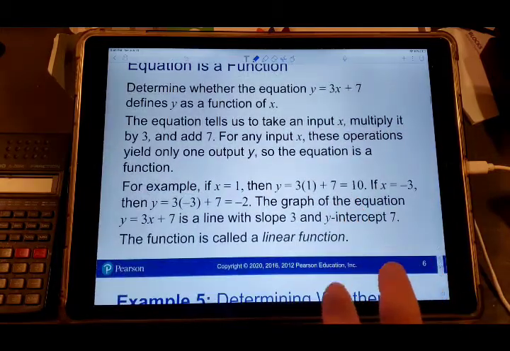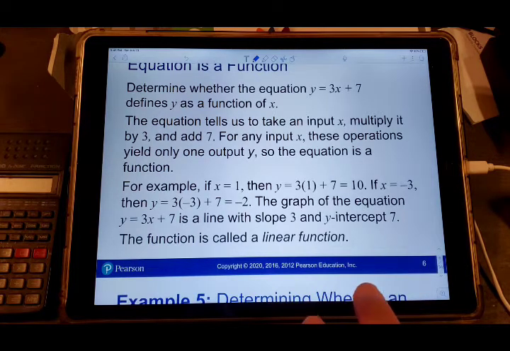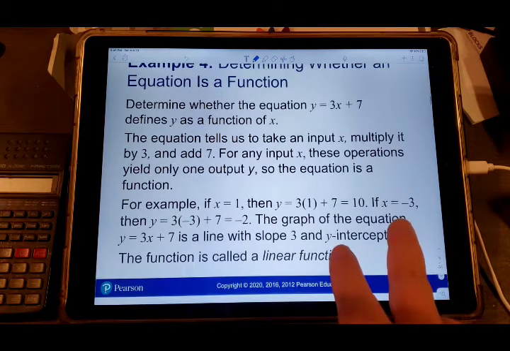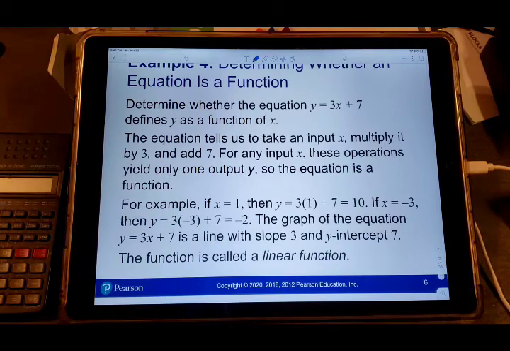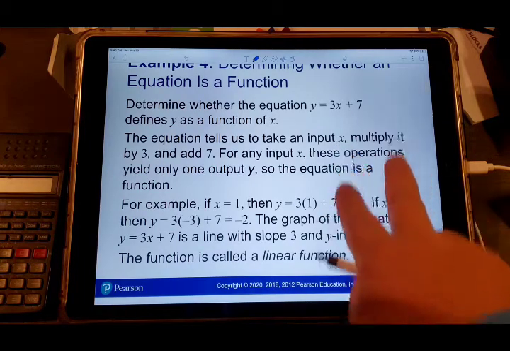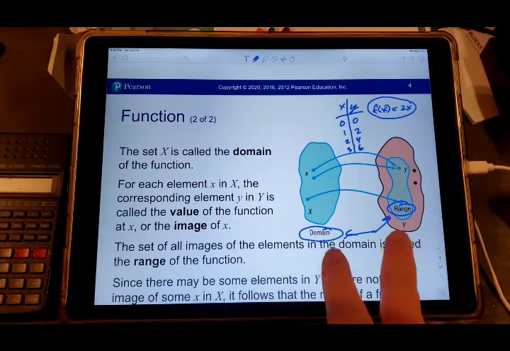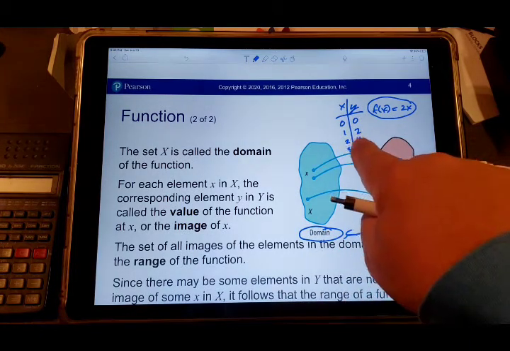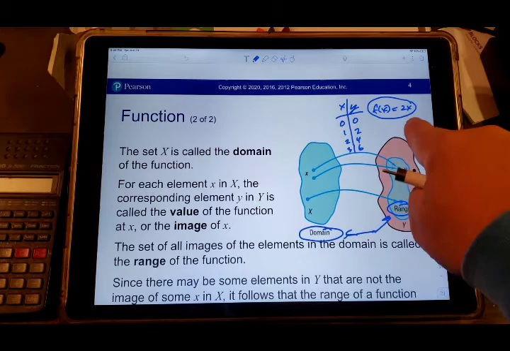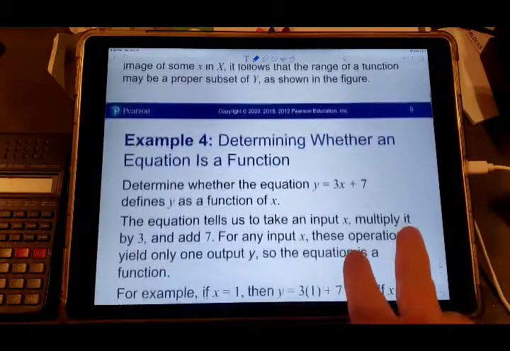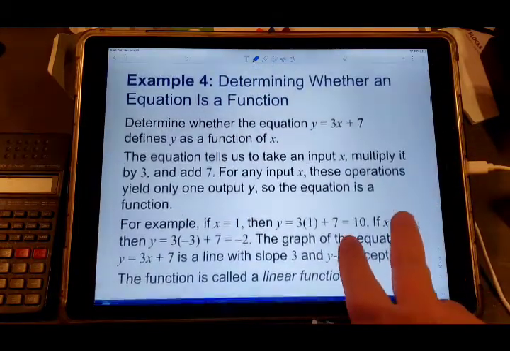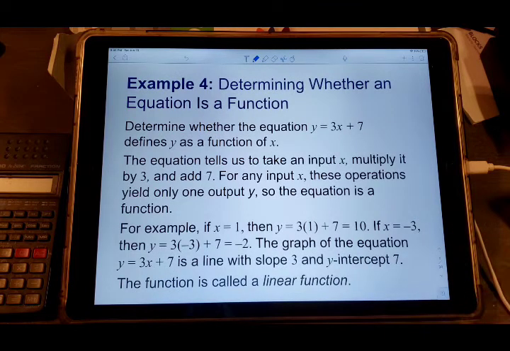So they want you to determine if an equation is a function. They changed from these blob, abstract diagrams, bypassing the idea of a table altogether. They're already at the idea of an equation. So this is a good example.